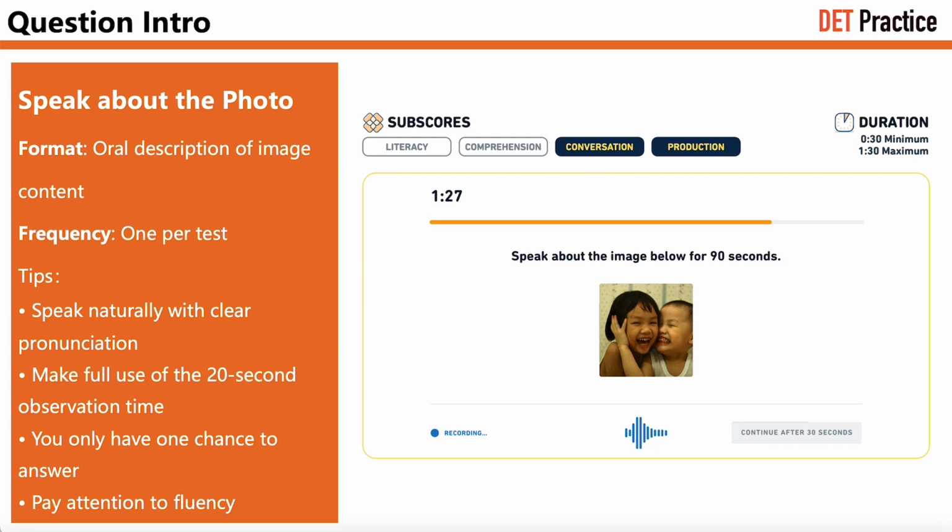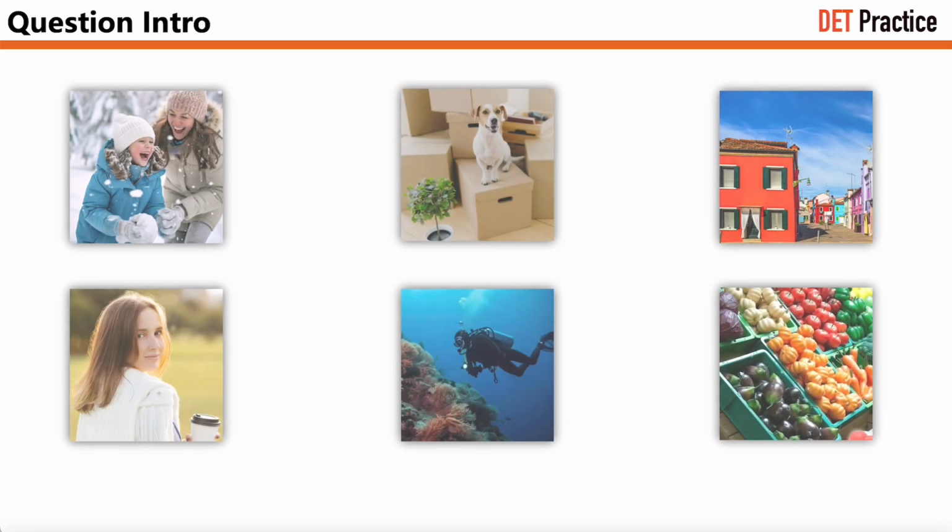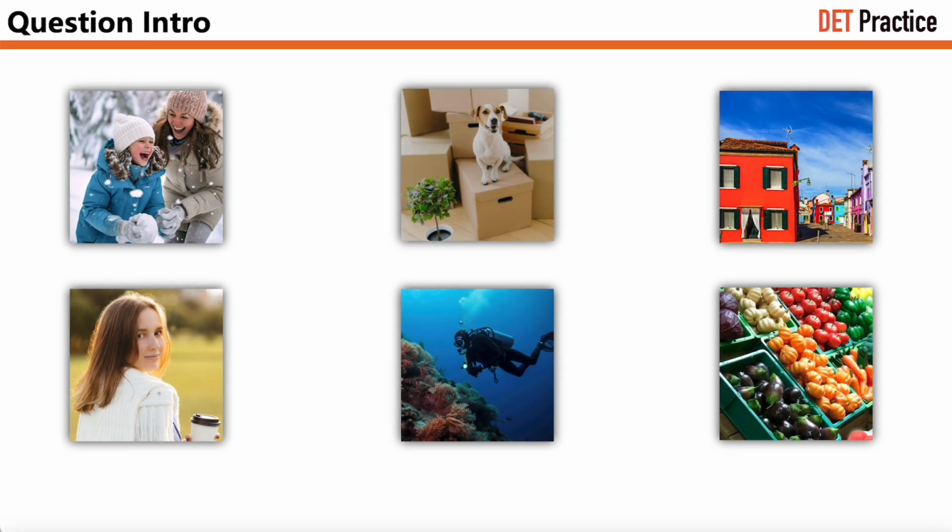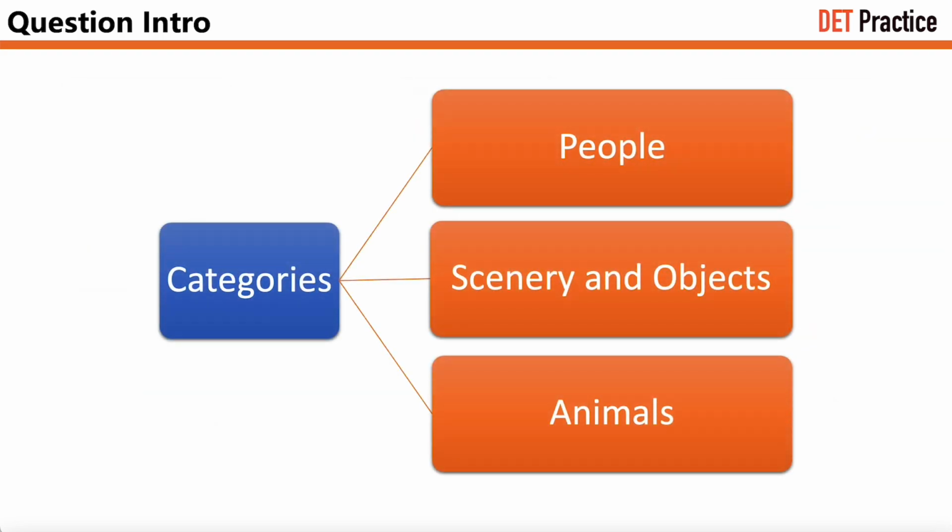Next, let's look at the categories of Speak About the Photo questions. Here are some sample images. Everyone can observe these images and try to guess the categories. Alright, let's look at the specific categories of Speak About the Photo questions. Speak About the Photo questions can be roughly divided into three types: people, scenery, and objects, and animals. In the following videos, we will introduce and explain each one.